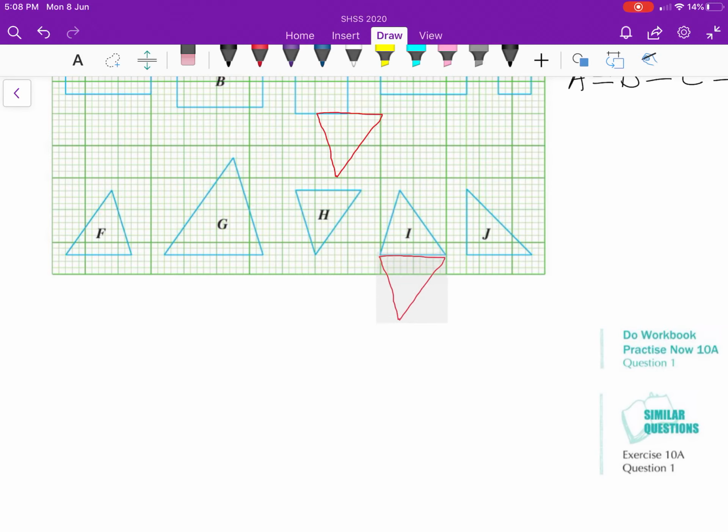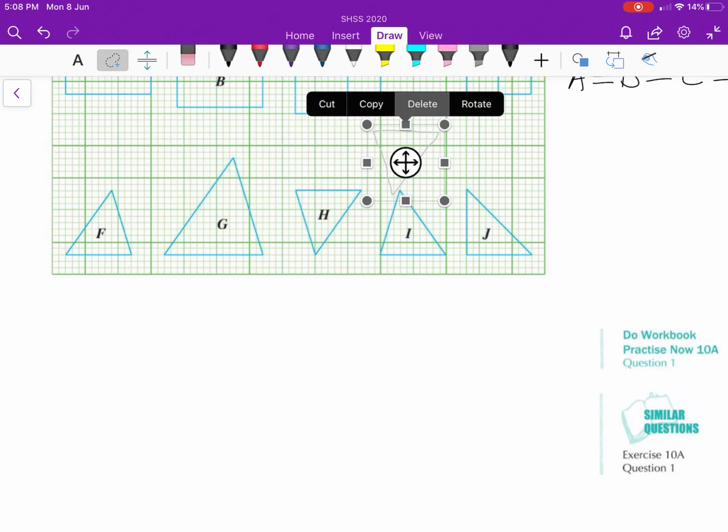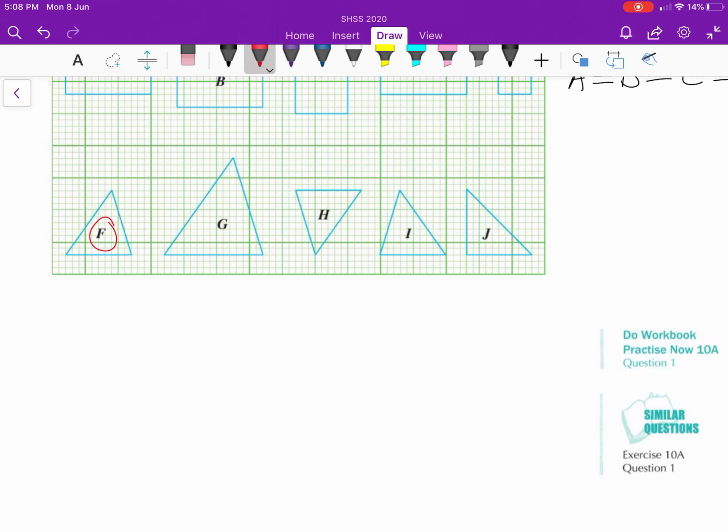Let's check. This is the same length. Okay, now there is no way for me to check whether the same length for the other two sides. But yes, I is a reflection of F. So this and these are congruent. How about J? Now J is obviously not congruent because J has a right angle that none of these other triangles have.